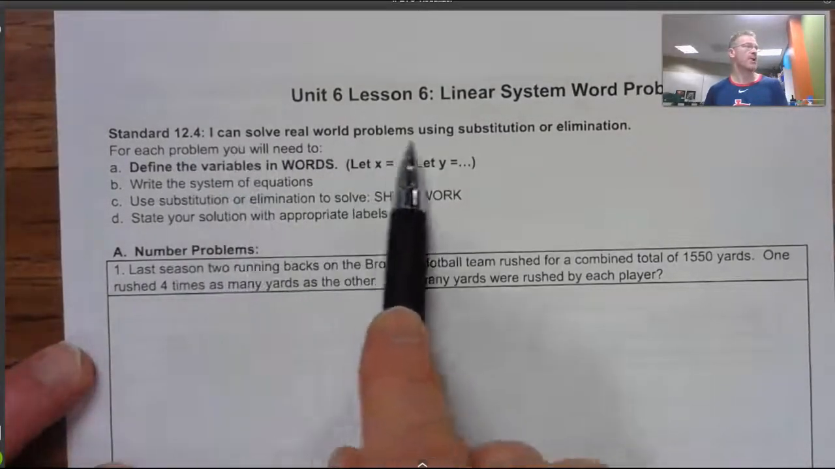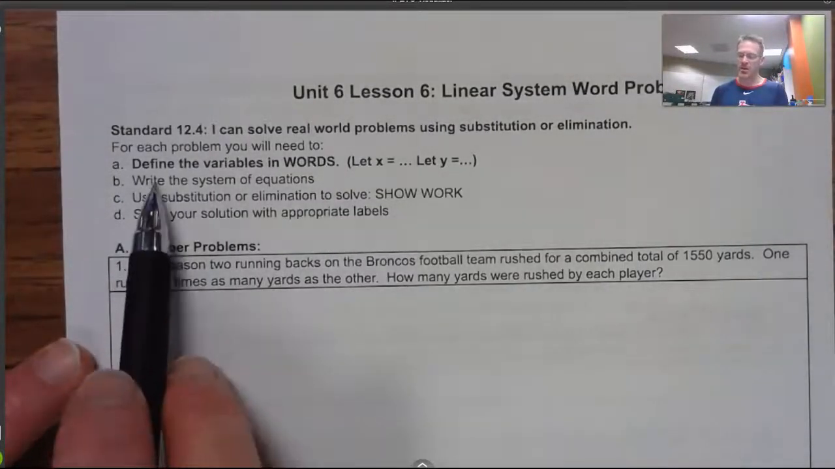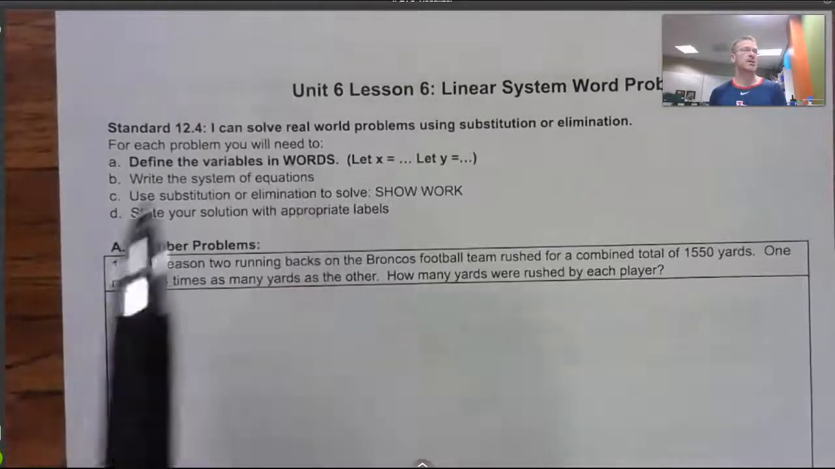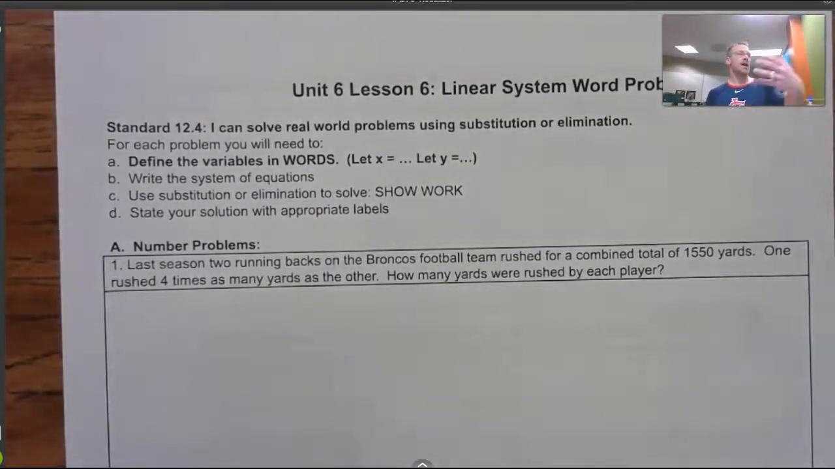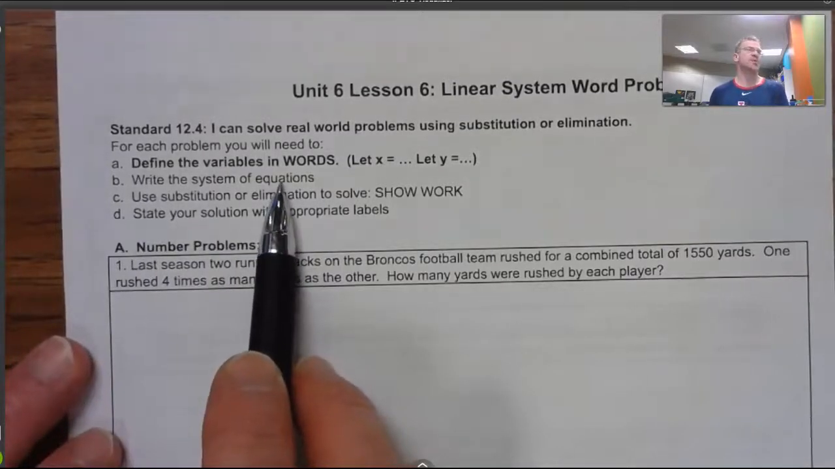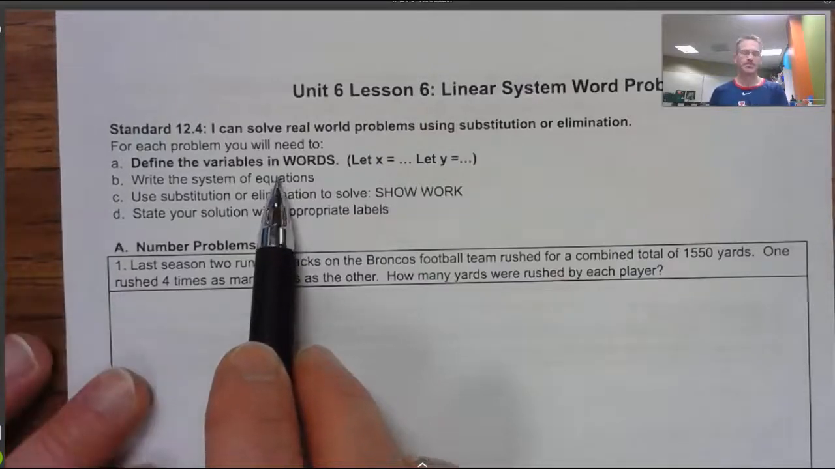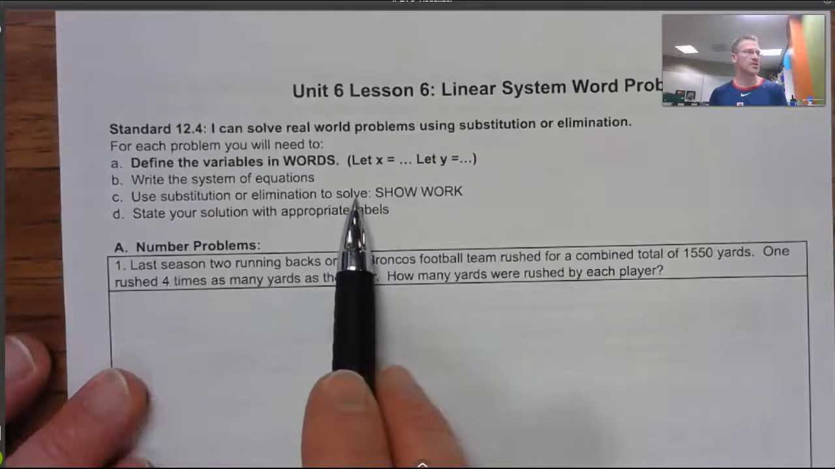I can solve real-world problems using substitution or elimination. And this is kind of the process that we're going to go through. So we're going to read the problem. As we read the problem, we're going to define the variables in words. So let x equal, let y equal, whatever it is. Then we're going to write a system of equations. Remember, system of equations just means we're working with more than one equation. So it really just means write your equations from the information you get in the problem. Then we're going to use substitution or elimination to solve.